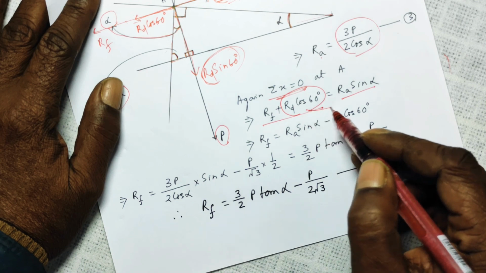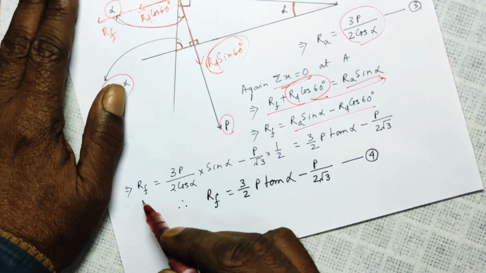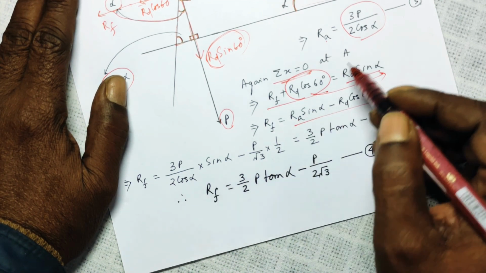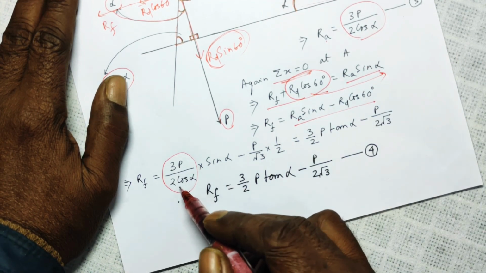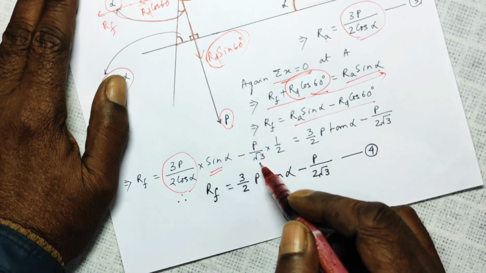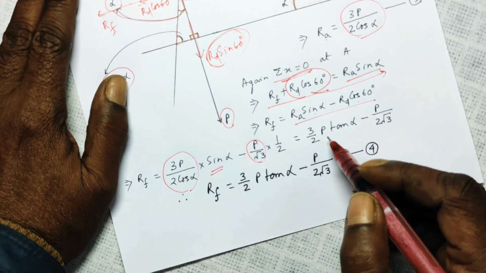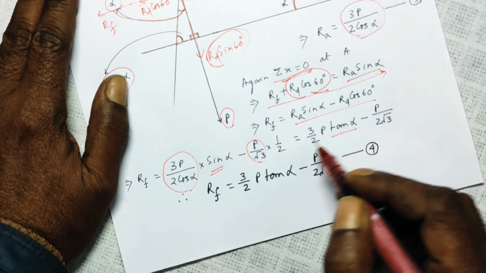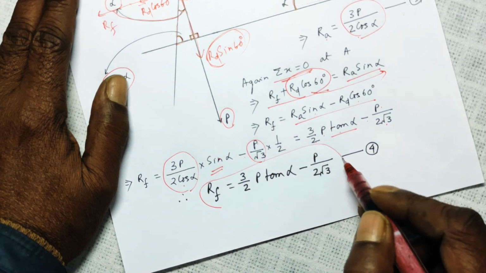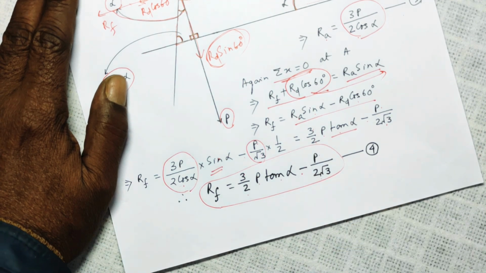So RD cos 60 goes to the other side, is subtracted. So your RF is equal to RA, put the value of RA, 3P by 2 cos alpha, into sin alpha here, minus P over root 3, that is RD, into cos 60, which is 1 by 2. So this becomes 3 by 2 P tan alpha, sin alpha over cos alpha, minus this. So RF becomes 3 by 2 P tan alpha minus P over 2 root 3.